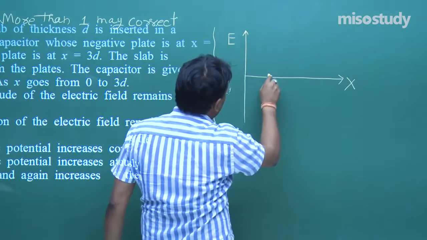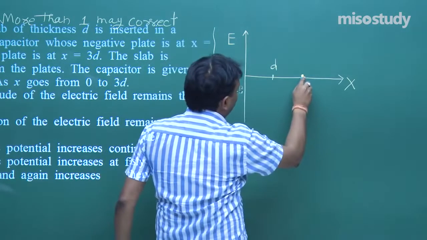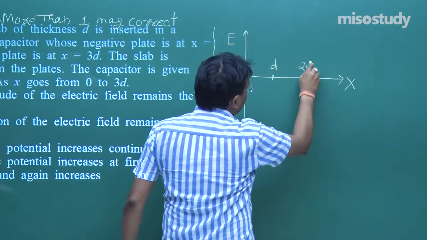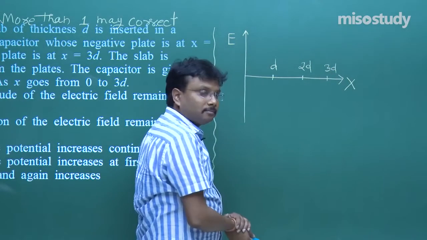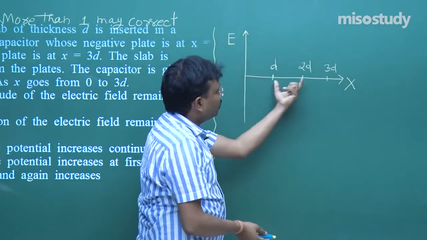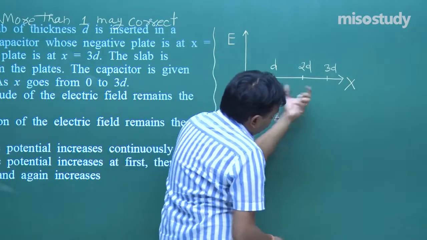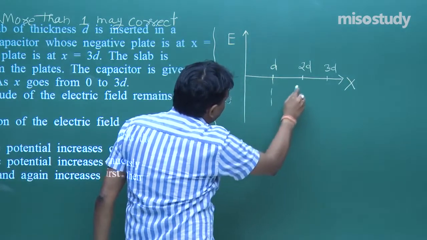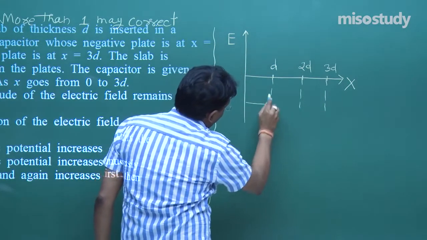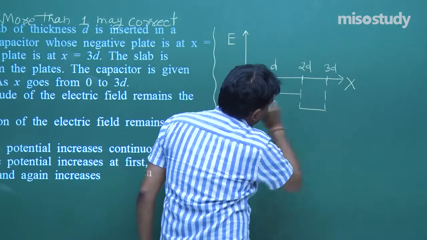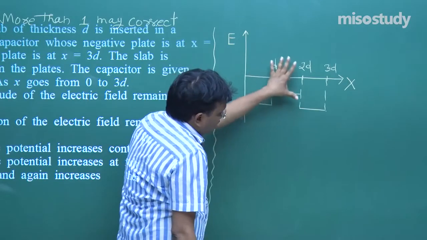Fine. What is that situation? It is D, because it is 0, then 2D, and then at equal spacing it is 3D. So 0 to D, D to 2D, 2D to 3D, that is again D. So this interval is D, D and D. Okay. Fine. This is one way of saying about the electric field.